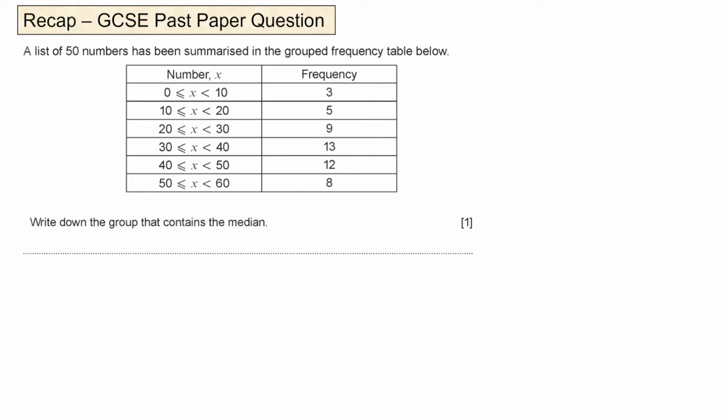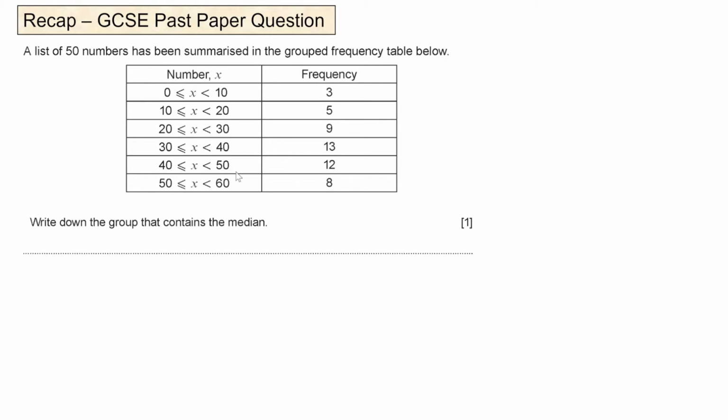So we're on the topic of averages, and a huge well done to those of you that have worked through the online homework on My Maths, where you've been working through finding the mode and the median from a frequency table from last lesson. So here I've got a little recap question for you, just to practice those skills that you've learned from last lesson. If we read the question together, a list of 50 numbers has been summarised in the grouped frequency table below.